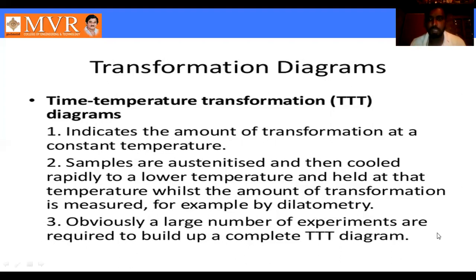Obviously, a large number of experiments are required to build up a complete TTT diagram. So finally, how can we get the TTT diagram? A large number of experiments are needed, and only after that can we successfully see the time-temperature transformation diagram. So that is the major concept of the TTT diagram.